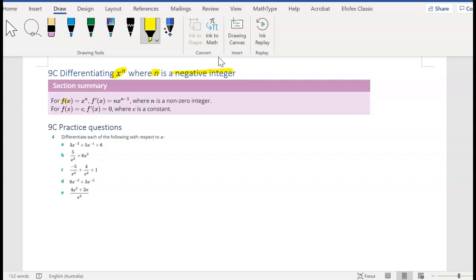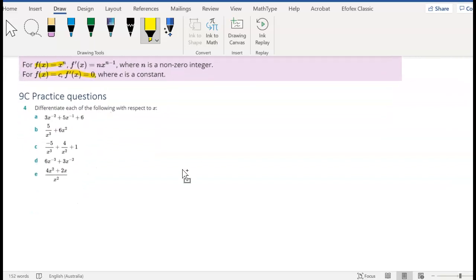When your function is x to the power of n, what we do is decrease that power, so n minus 1, and multiply the coefficient by whatever that power was originally. And the constant still equals 0. So the same rules apply. I might need to make this a little bit bigger so we can see the questions.